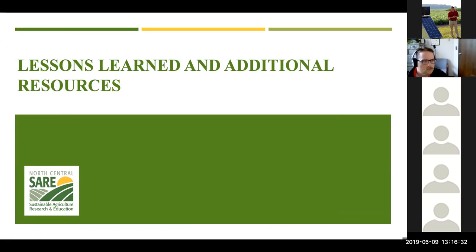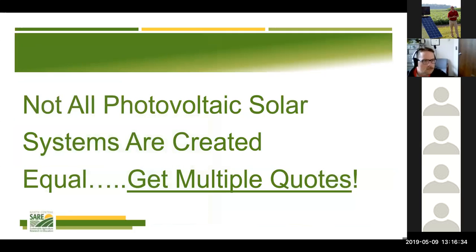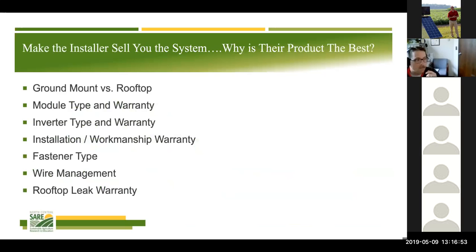So, lessons learned and additional resources as we start to wrap up here. The one thing that I like to repeat is not all PV systems are created equal. Get multiple quotes. If you learn nothing else from the session, then get multiple quotes, because it will help you identify quickly if something is way out of line.